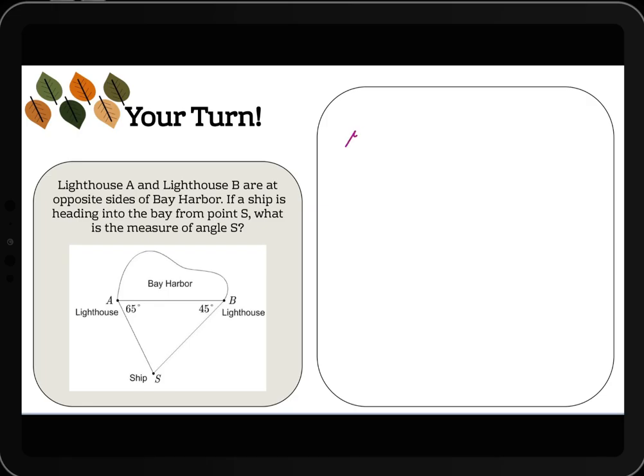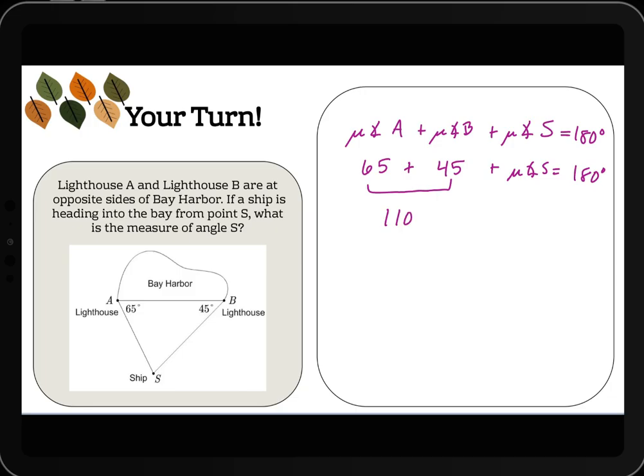In this problem, we know that the measure of angle A plus the measure of angle B plus the measure of angle S is going to equal 180 degrees by the triangle angle sum theorem. We can replace the measure of A with 65, the measure of B with 45, and we're finding the measure of angle S, the missing angle. So we can add our known angles together to get 110 degrees, and in this case we have the missing measure angle S as well.